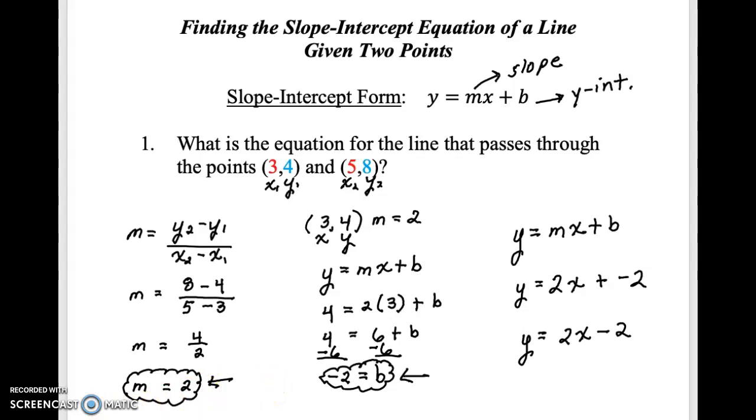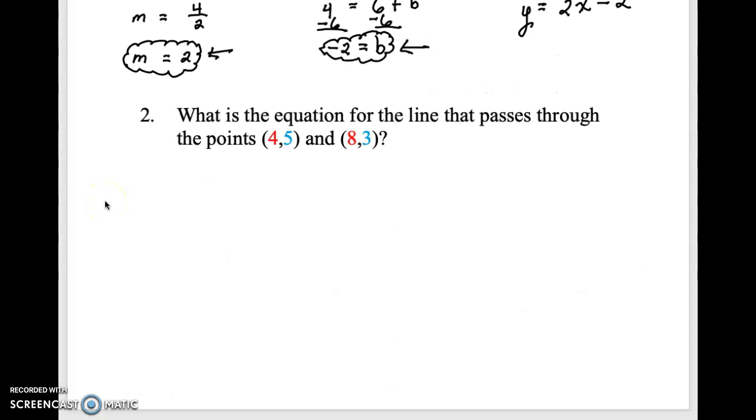All right, let's check out another example. Here we go. It says, what is the equation for the line that passes through the points (4, 5) and (8, 3)? So again, we're going to label x1, y1, x2, y2. Find the slope.